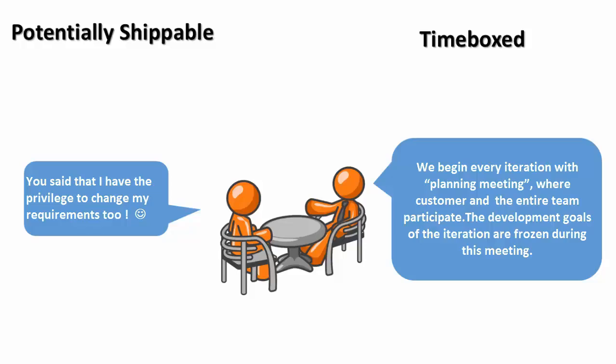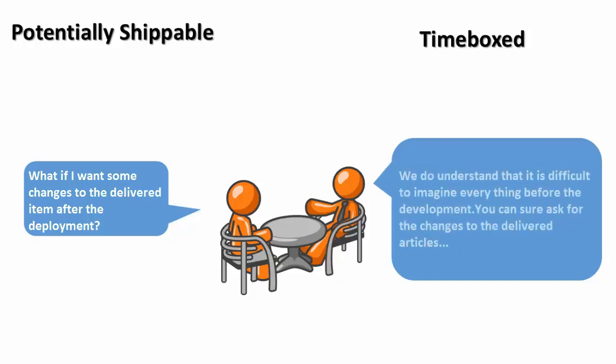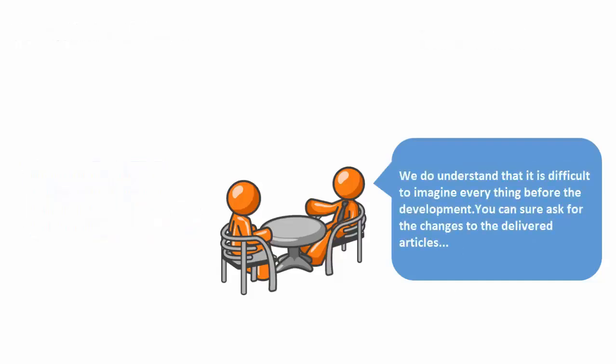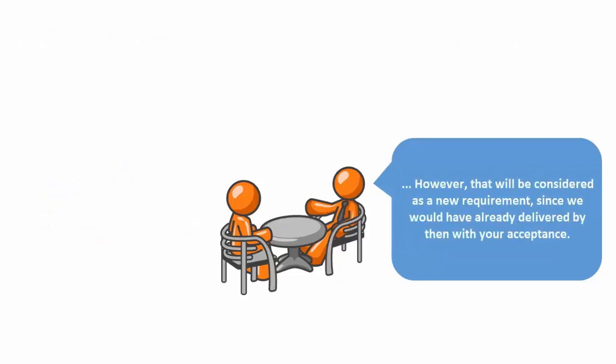The development goals for the iteration are frozen during this meeting. What if I want some changes to the delivered items after the deployment? We do understand that it is difficult to imagine everything before the development. You can sure ask for changes to the delivered articles. However, that will be considered as a new requirement since we would have already delivered by then with your acceptance.